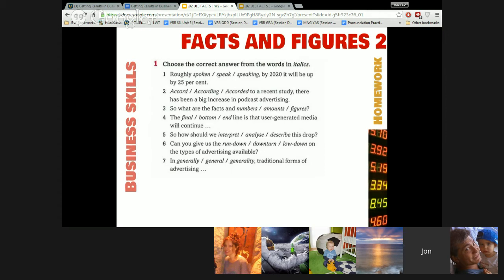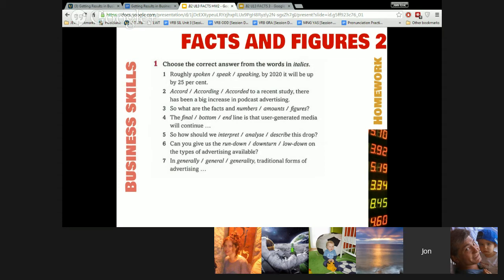So this is all about the form of the word now. Roughly spoken. Do we agree, class? No. What would you say? Roughly speaking. Roughly speaking is correct.